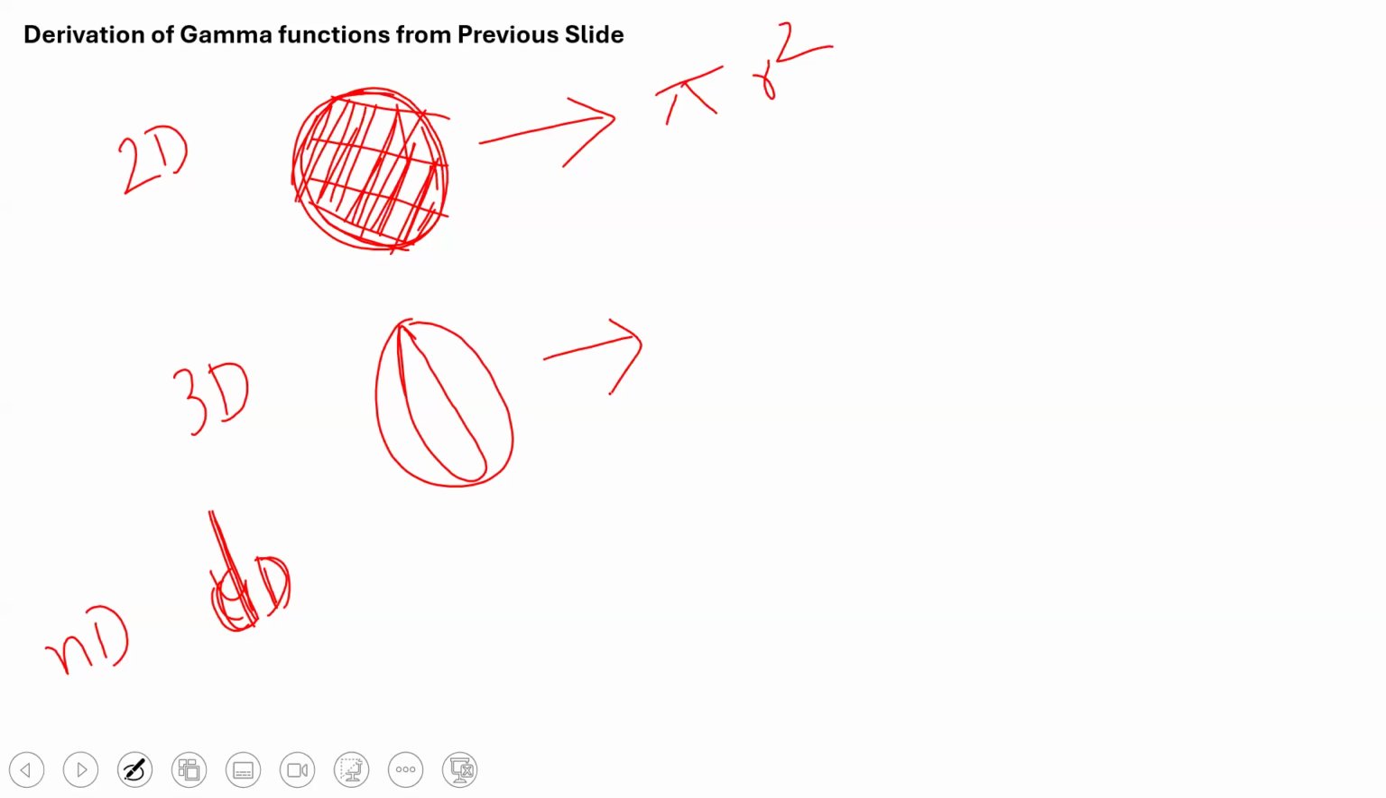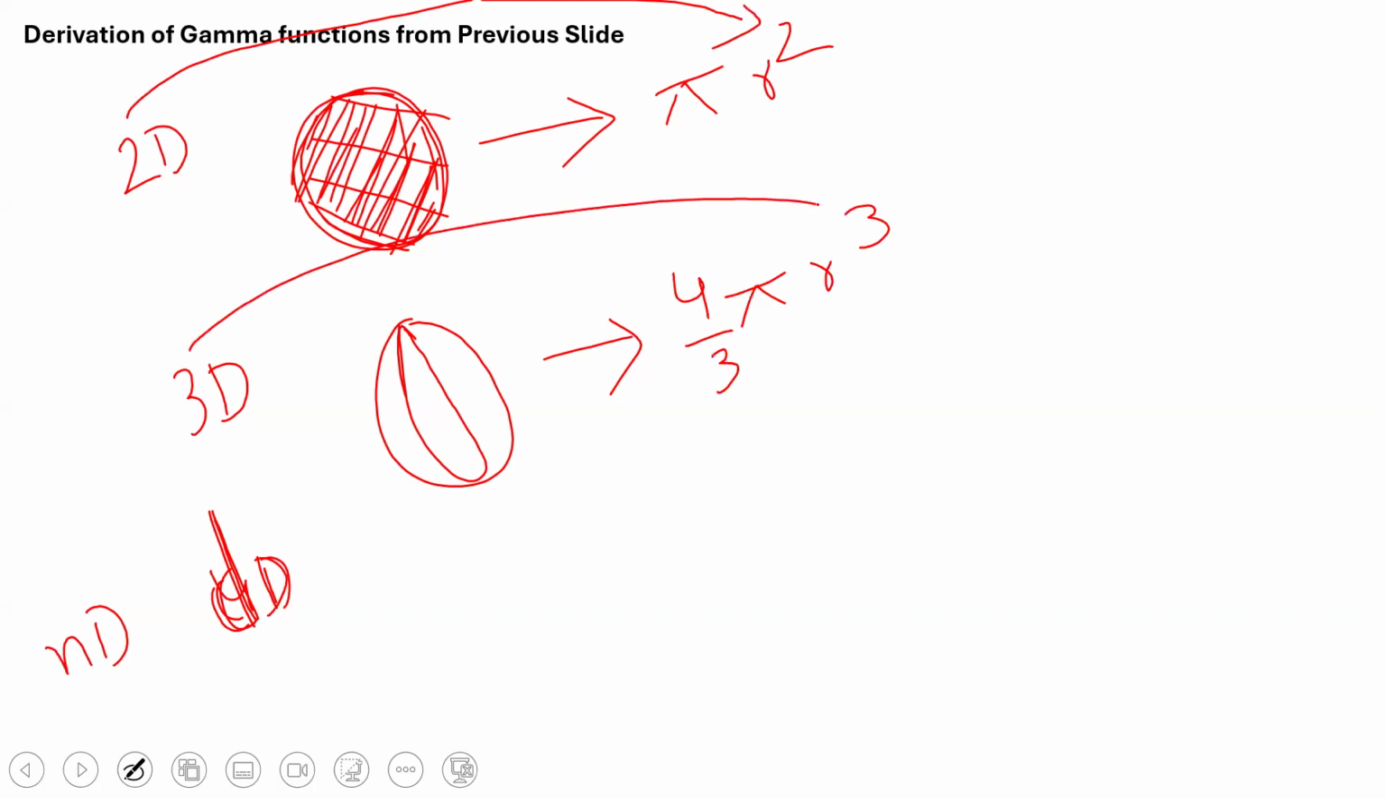1 by 3 pi r cube. 1 by 3 or 4 by 3? 4 by 3 pi r cube, right? Okay, just look at this: r squared in 2D, r cubed in 3D.